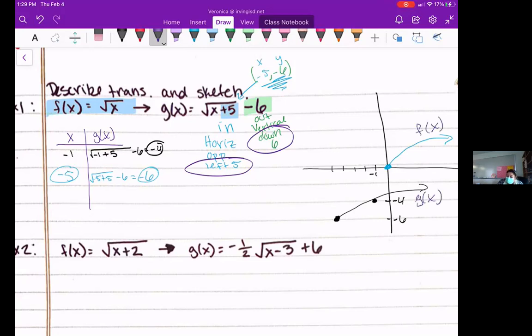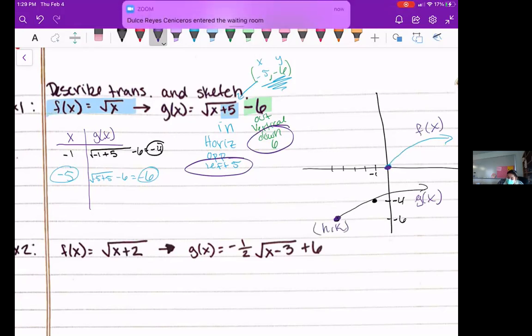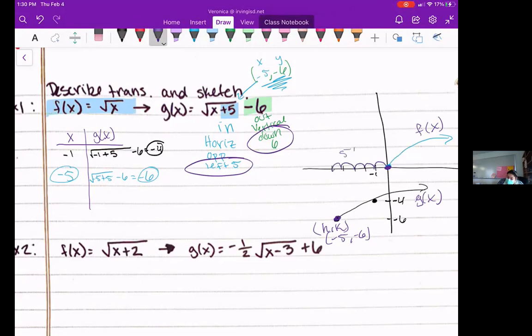If we count, you're going to see that from this point in the origin to this HK that we drew over here, right? This was our HK, -5, -6. You're going to see that it's going to go 1, 2, 3, 4, 5, 5 left, and then 1, 2, 3, 4, 5, 6, 6 down, which is exactly what our transformation was. Anyway, I just wanted to point that out. Okay.